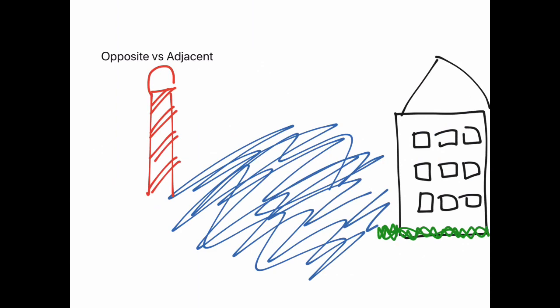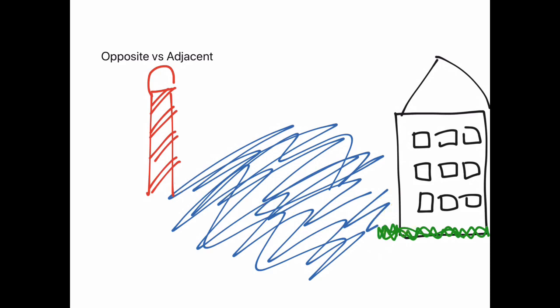A brief story about opposite versus adjacent. Here's my lovely drawing of a house on the right-hand side, a lake in the middle, and a lighthouse on the left-hand side in red. So if I was to draw a person standing right here, I know my drawing is amazing, what you would want to see is that they are adjacent or right next to the house, but they are opposite all the way across the lake from the lighthouse.